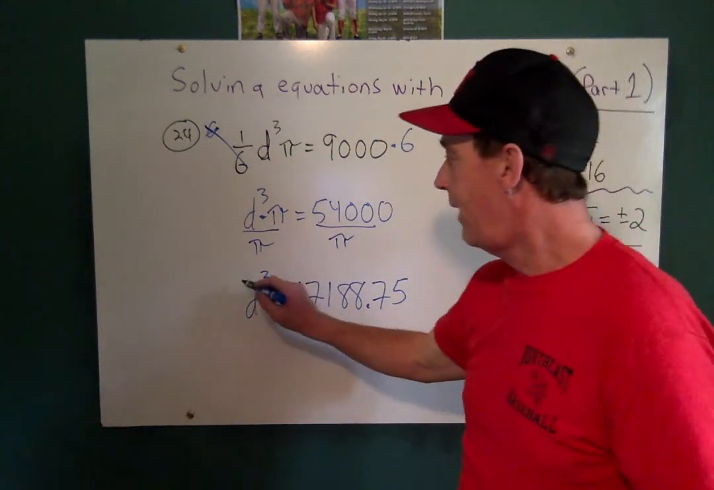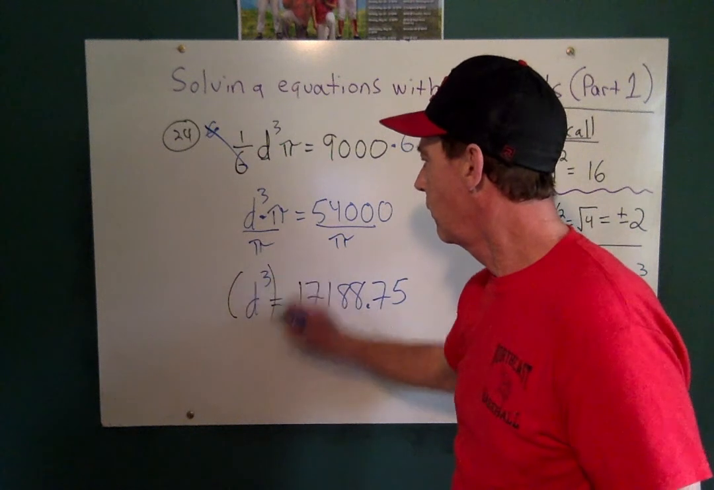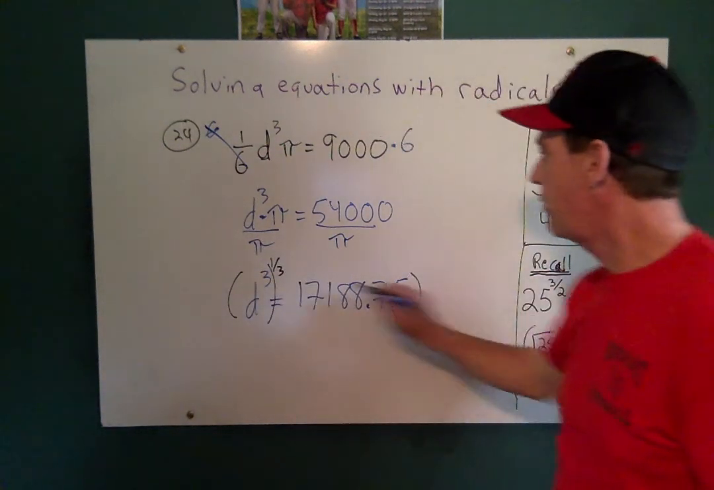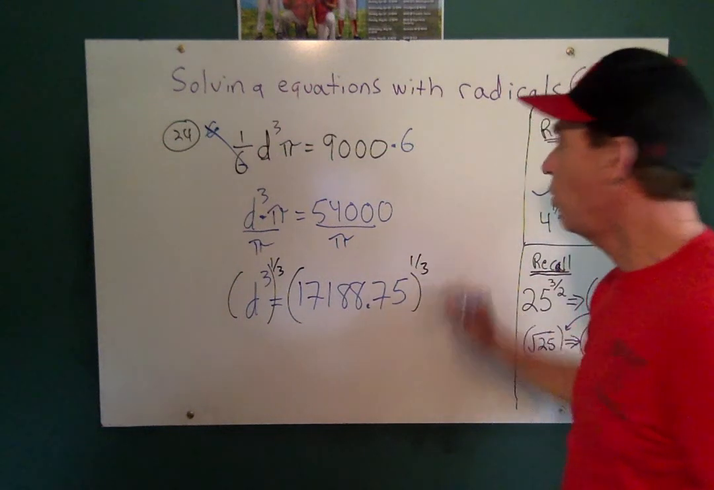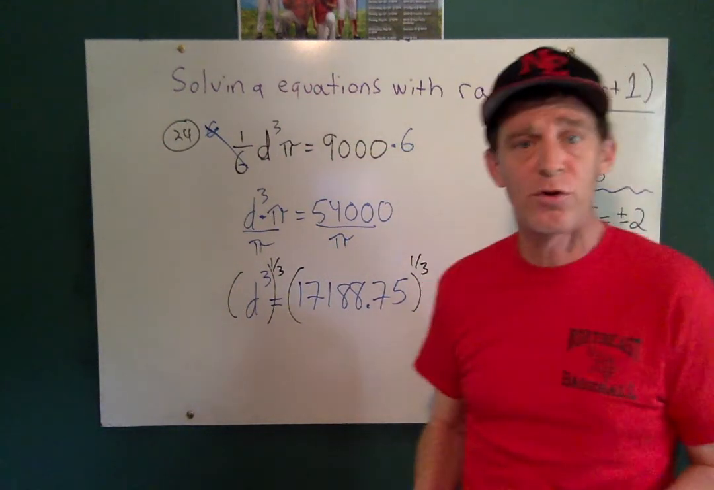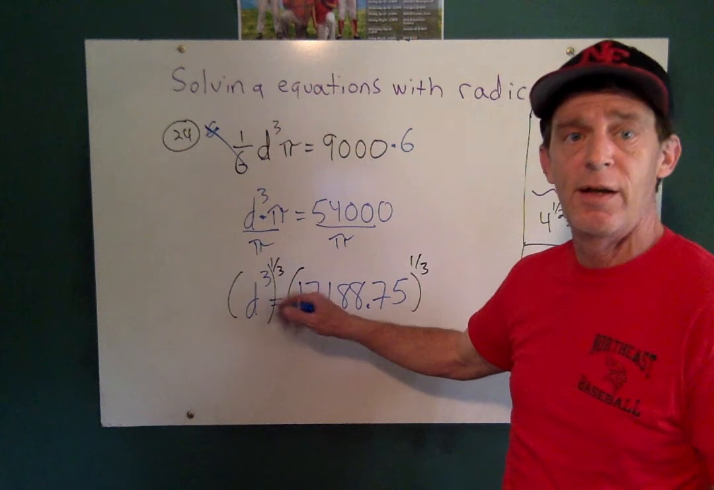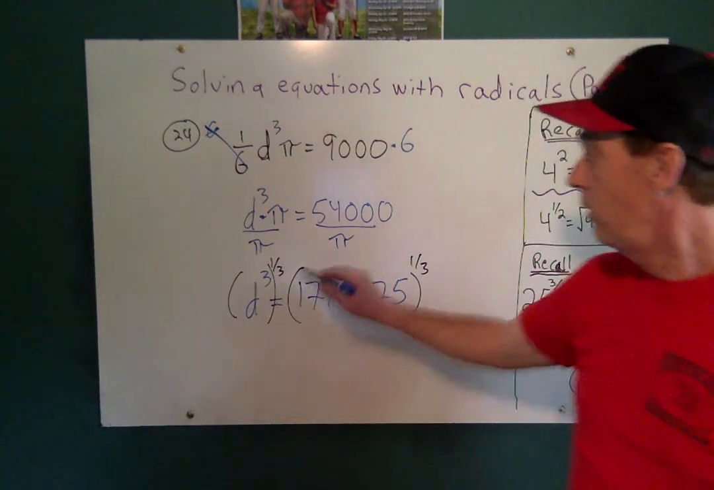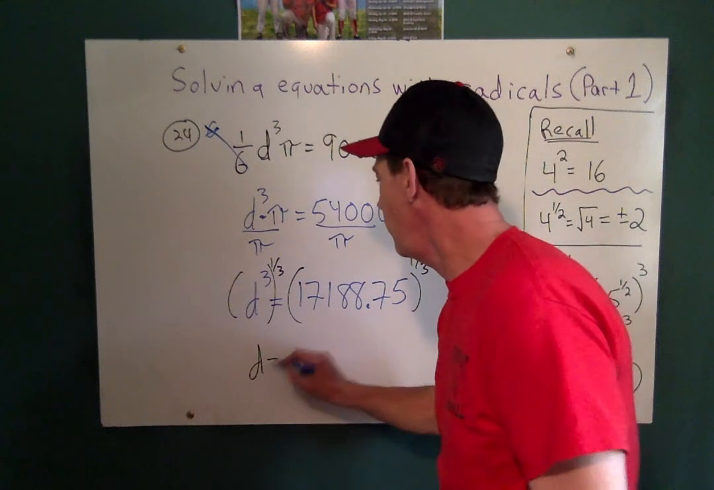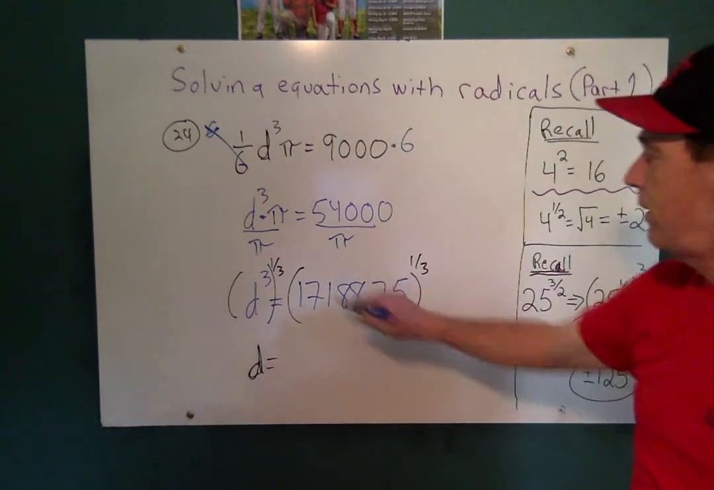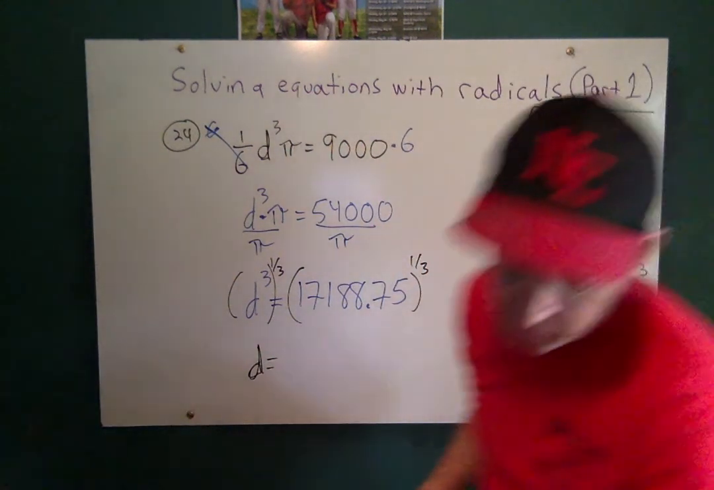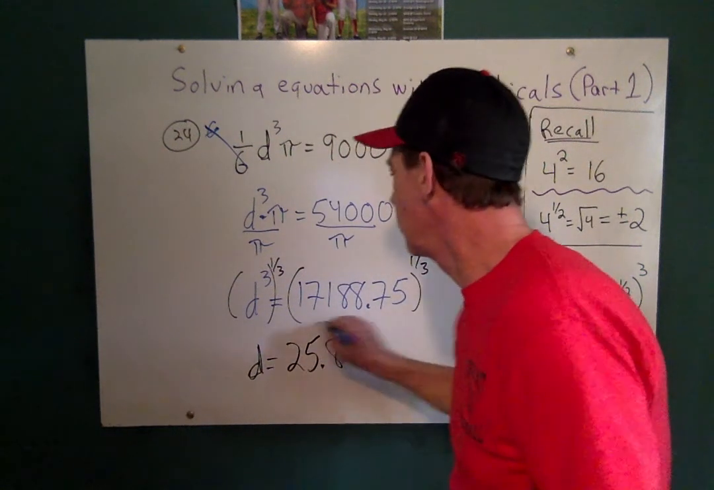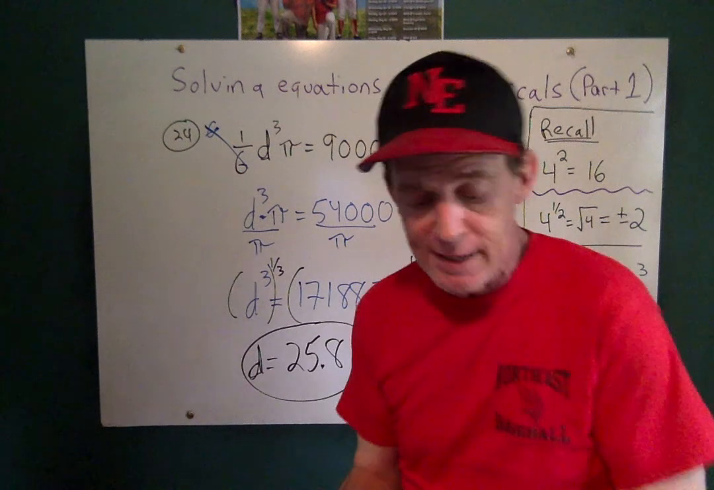Well, you would need to take the cube root. If it's 3 over 1, you make it 1 over 3. Then you do the same thing to the other side. And no longer are you stuck only being able to solve if it was x squared and taking square root. You can do any reciprocal of any power now. So in this case, d would equal to, and then you would raise this to the 1/3 power. That would be 25.8, which would be the diameter here.